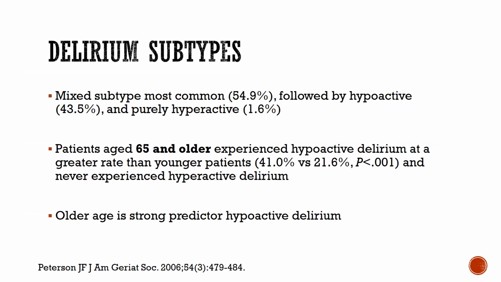The other thing that was interesting is they also found that patients that were age 65 and older tended to experience hypoactive delirium at a much greater rate than younger patients. So almost 40% versus 20%, and it was statistically significant. So again, something to keep in mind, older age is a strong predictor for hypoactive delirium. So especially your older patients that aren't mechanically ventilated, especially if there's subtle changes in their behavior, consider hypoactive delirium in your differential. So next, I'm going to touch on the etiology behind delirium.